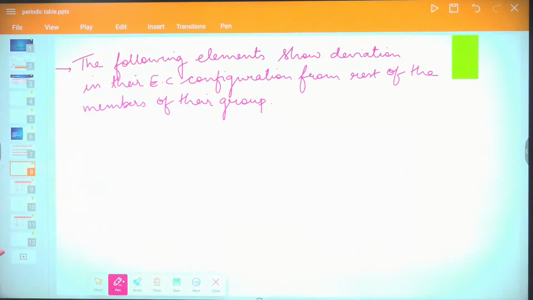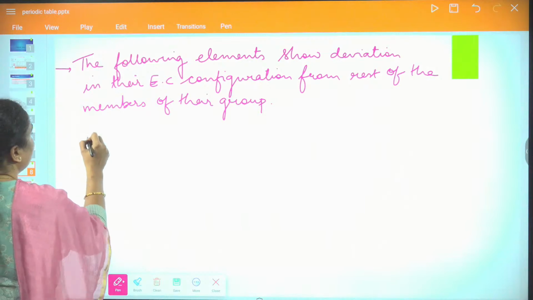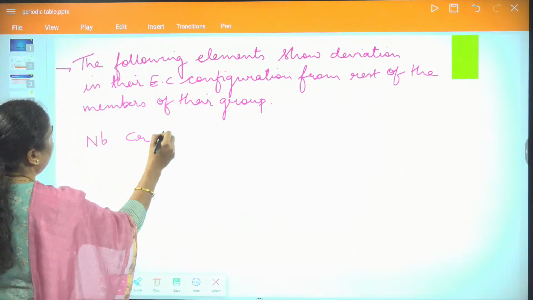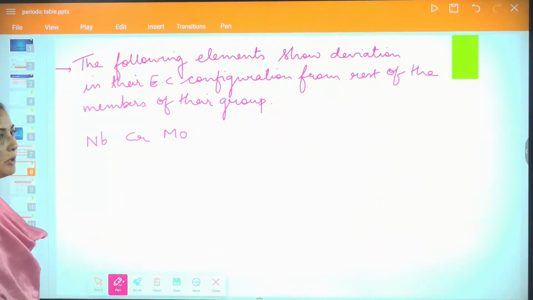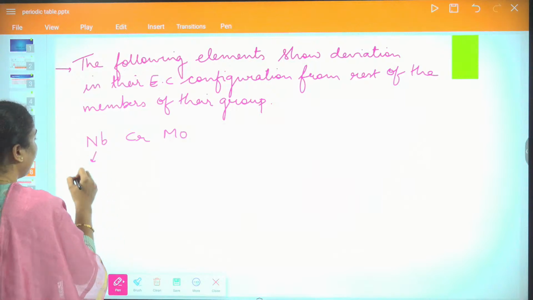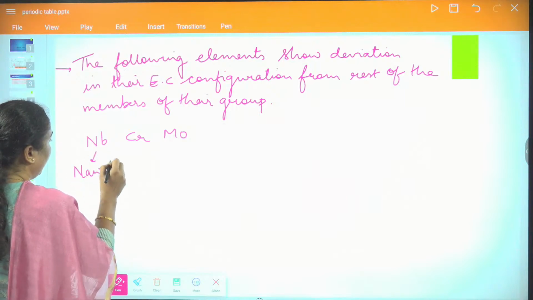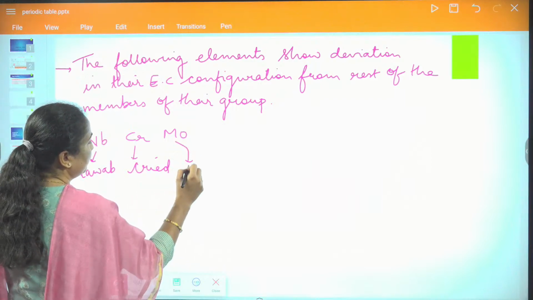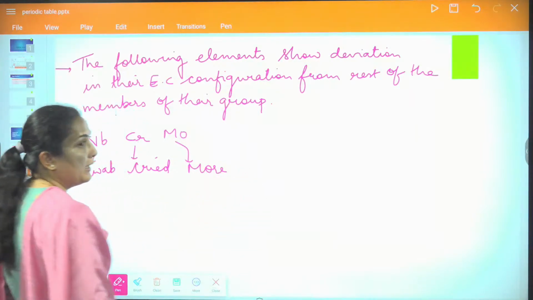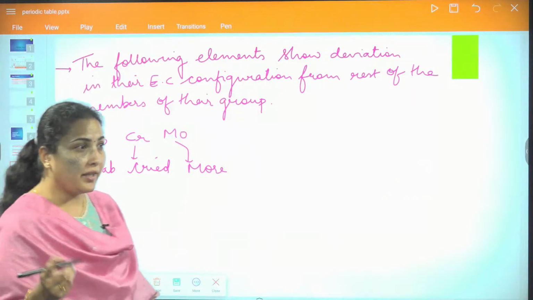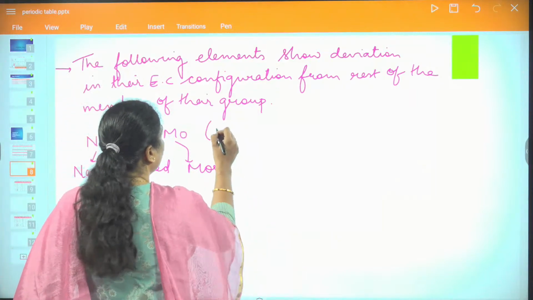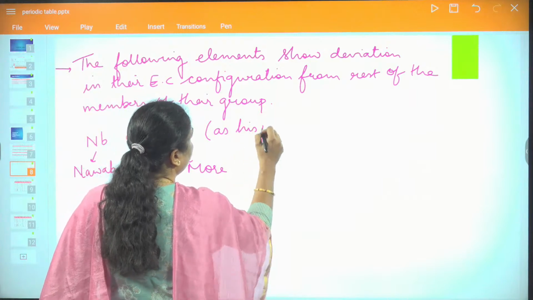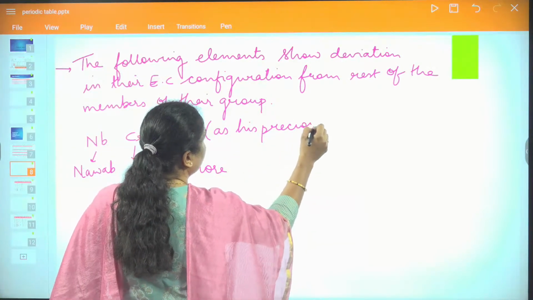Okay. So what are those elements? So I'm writing: Nawab cried more. Nawab is nothing but a prince, right? So Nawab, everybody knows. Nawab cried more, right? Now we'll find out what is the reason. Why did he cry? Okay. So Nawab cried more as his precious metals.